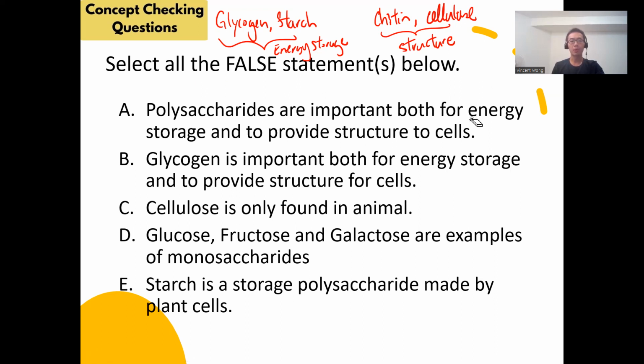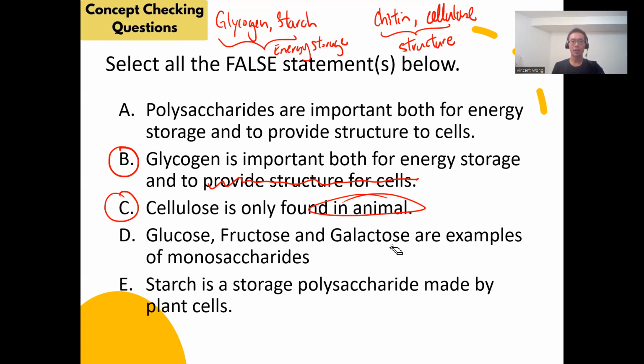Polysaccharides are important both for energy storage and to provide structure to cells. That's correct. So we're looking for the false one, right? Glycogen is important both for energy storage and to provide structure for a cell. That is incorrect. Glycogen is only for energy storage, it does not provide structure for cells. Cellulose is only found in animals. That's not true. It's found in plants, not in animals. We don't have cellulose.